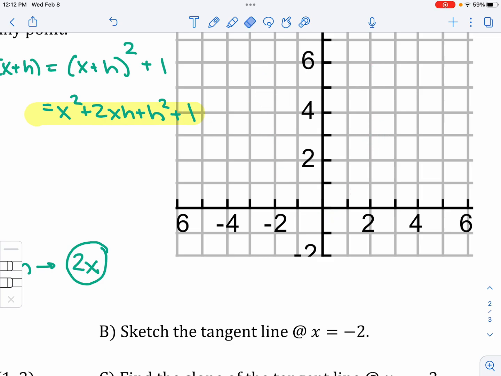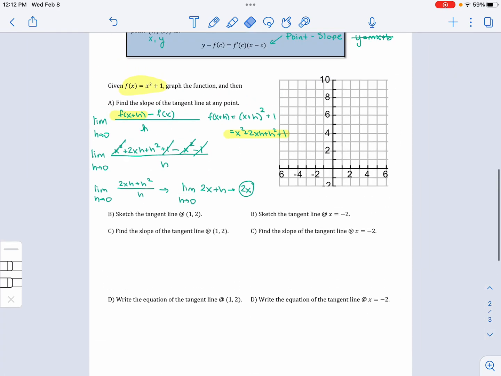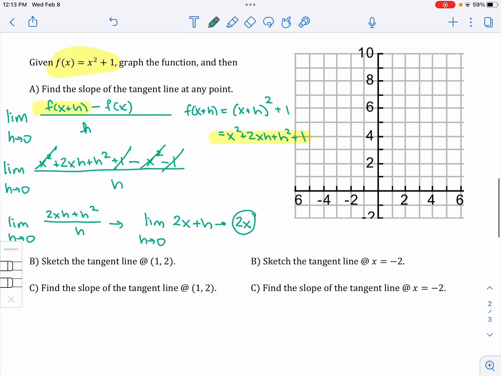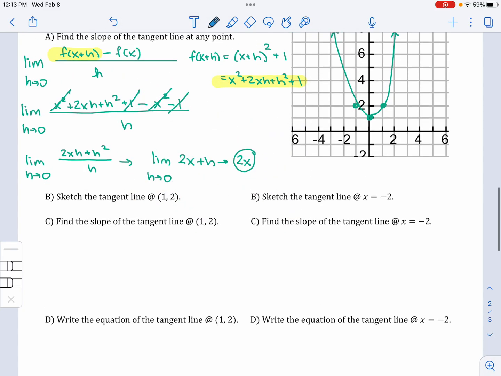All right, so let's see what the other questions are. Sketch the tangent line at 1, 2. All right, so x squared plus 1 is a parabola that's been shifted up 1. So I'm just going to graph that really quickly. So my parabola looks sort of like this. U shape starting at 0, 0, that has been moved up 1. So instead of the parabola living here, it's here. All right, so sketch the line at 1, 2. So 1, 2 is here. There's the tangent line.